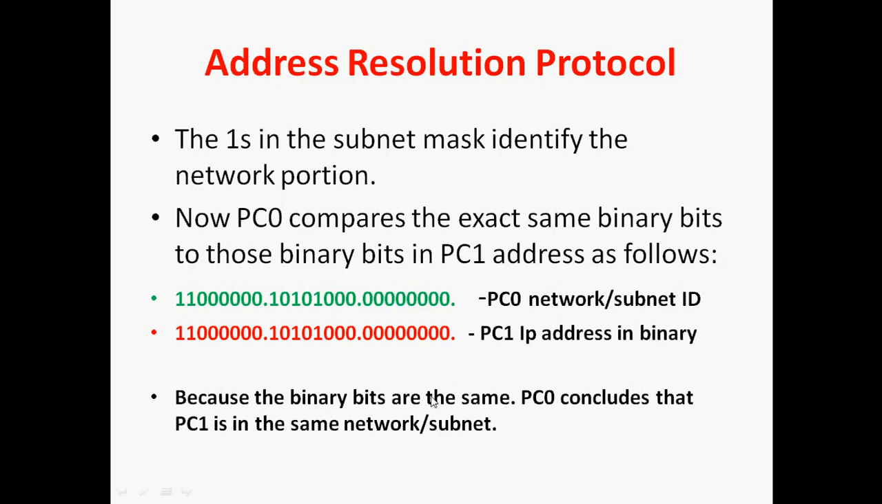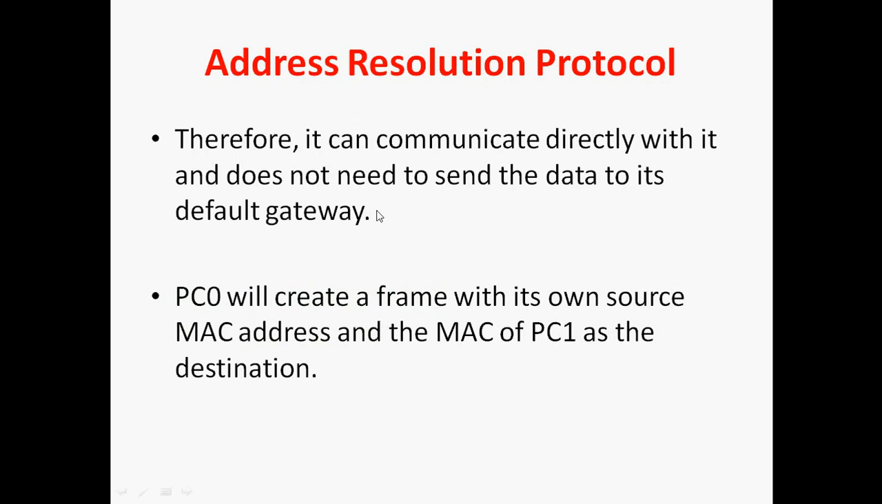Because the binary bits are the same, PC0 concludes that PC1 is in the same network or subnet. Therefore it can communicate directly with it and does not need to send the data to its default gateway. So PC0 sends the ARP request to PC1 directly, not to the default gateway. PC0 will create a frame with its own source MAC address and the MAC address of PC1 as the destination.